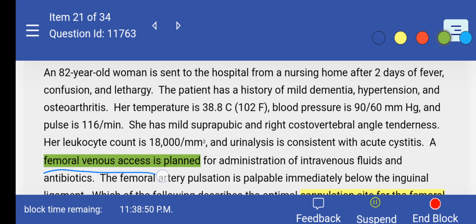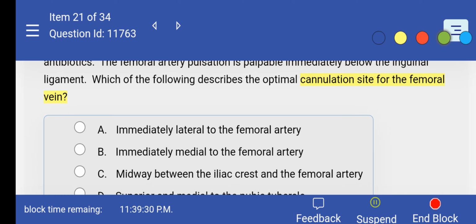Femoral vein cannulation is planned, right? Point to be noted: for administration of IV fluids and antibiotics, the femoral artery pulsation is palpable immediately below the inguinal ligament. Which of the following best describes the optimal cannulation site for the femoral vein? So they're asking about the optimal cannulation site, right?